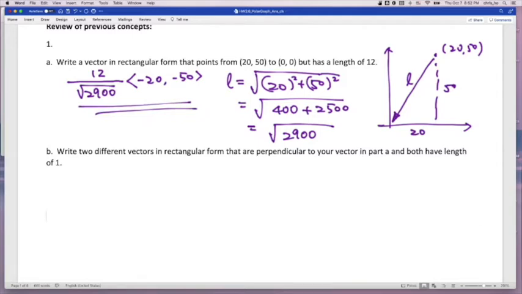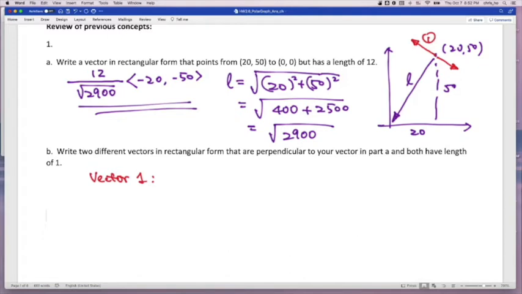Part B, two different vectors in rectangular form that are perpendicular to the vector in part A and both have a length of 1. Okay, so first of all, let's identify a vector that would be perpendicular to the original vector. So there are two possibilities, right? One is pointing that direction, the other one is pointing the other direction. Okay, so let's figure out vector 1 first. So let's call it vector 1.